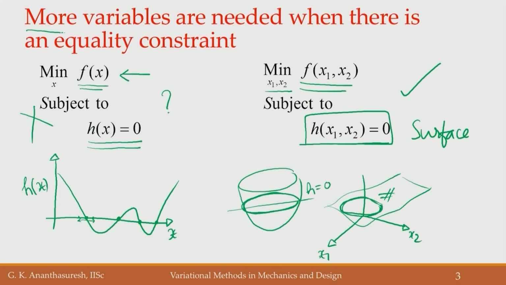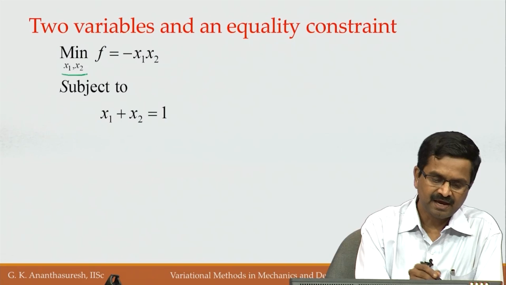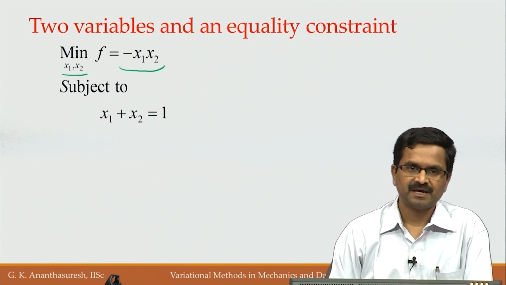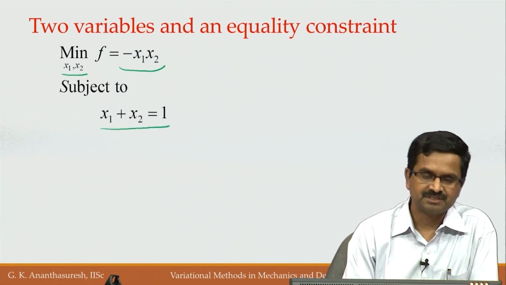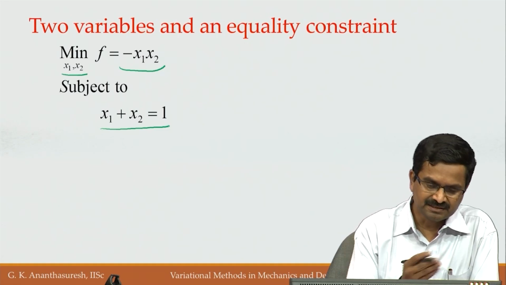When you have an equality constraint, you need to have more than one variable. So, more variables are needed when there is an equality constraint. The simplest problem that we can think of in constrained minimization is one that has 2 variables. Here we are taking an example where I want to minimize with respect to 2 variables x1 and x2 a function defined as shown here, minus x1 times x2, subject to an equality constraint x1 plus x2 equal to 1. Okay.